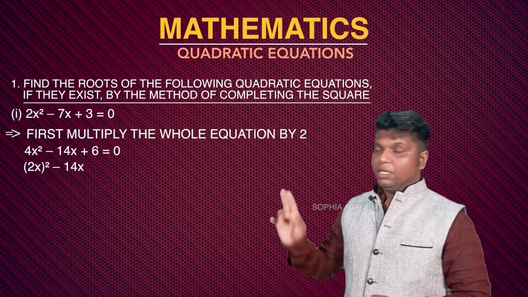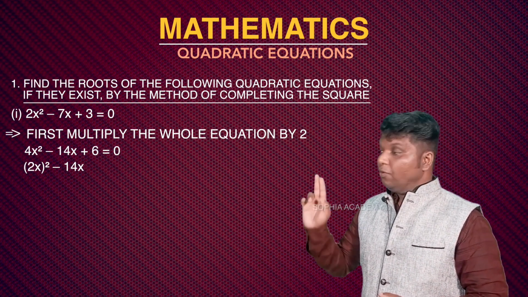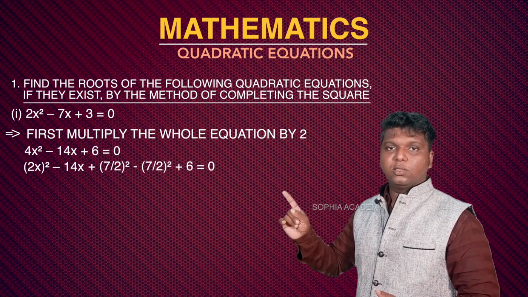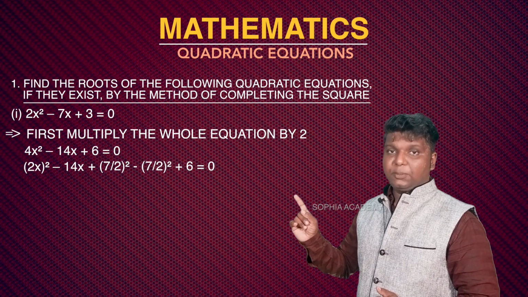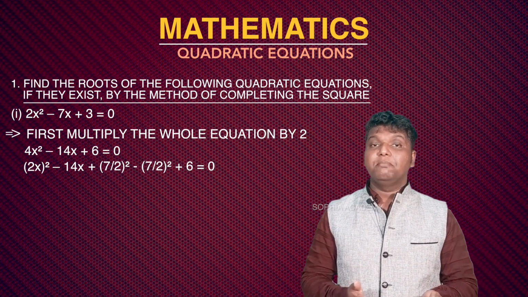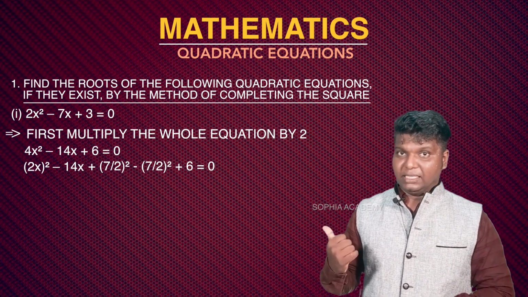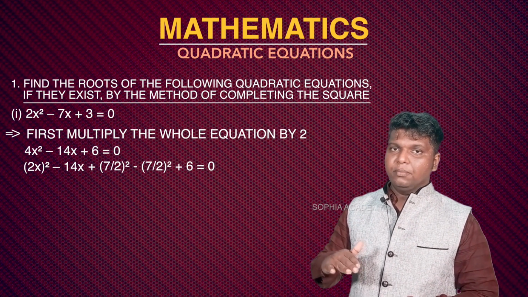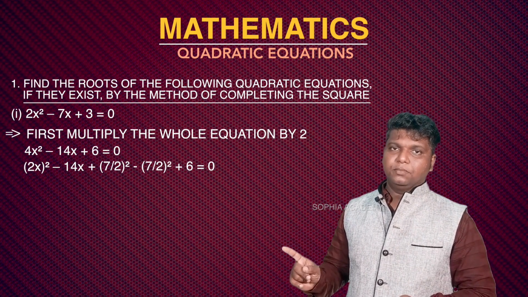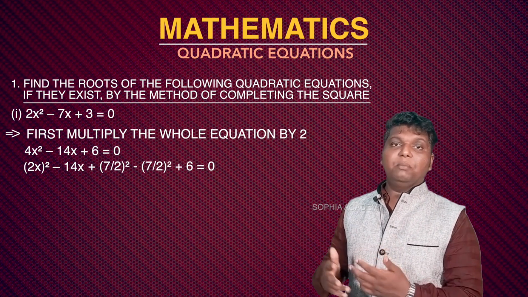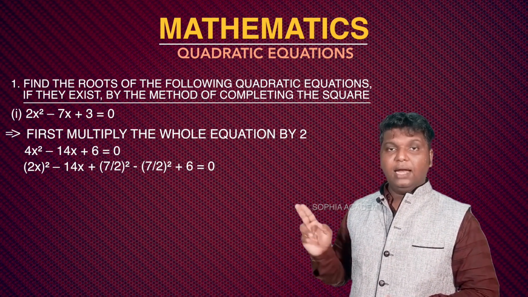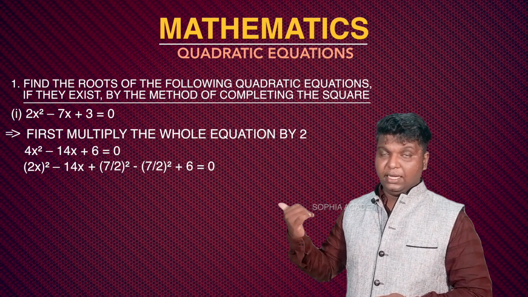So the expression is 2x the whole square minus 14x plus 7 by 2 the whole square minus 7 by 2 the whole square. Then what is the number left there? It is plus 6, then plus 6 is equal to 0. So from where did this 7 by 2 the whole square come? By checking the middle term, right? Take half of the middle term, means 14 divided by 2 into the first term. Then you have to cancel them. Whatever number you get, square that number, add that number once, subtract the same number once, and then write the next number which was there. Here it is 6, okay?